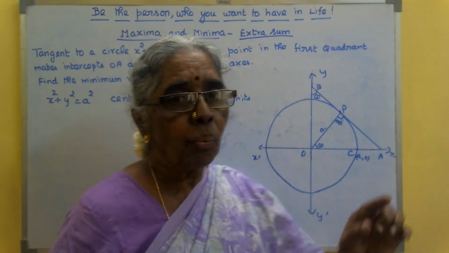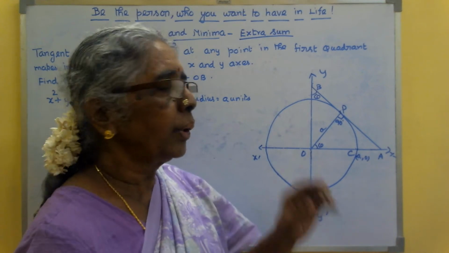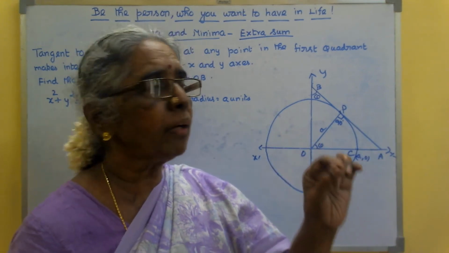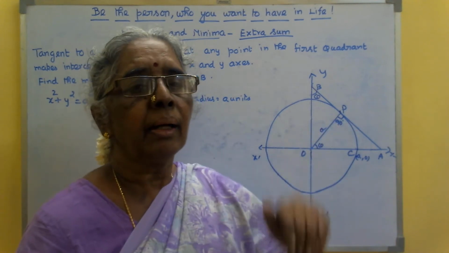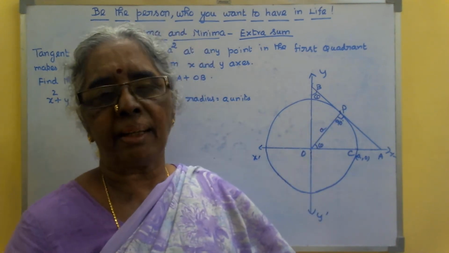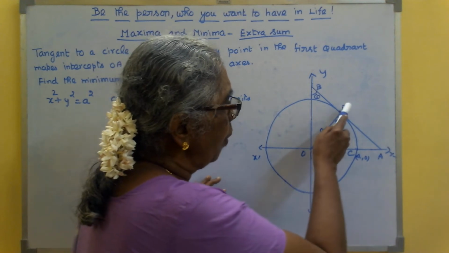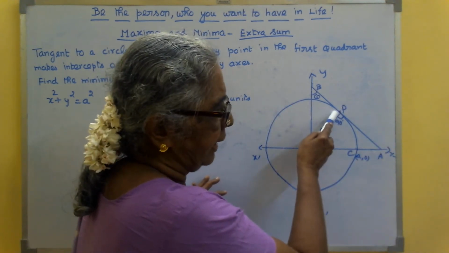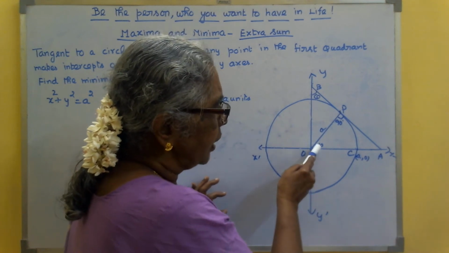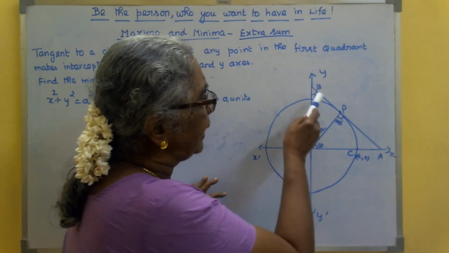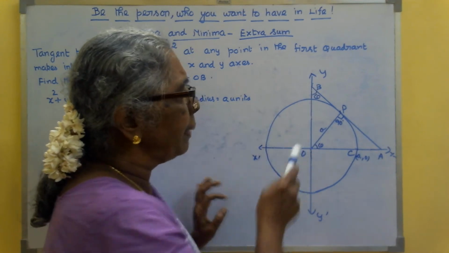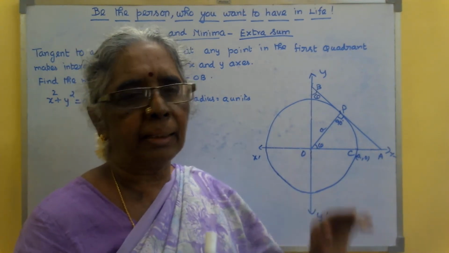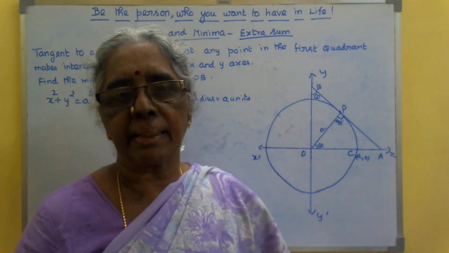Now, you know one theorem in your lower classes. If you draw the radius at the point of contact of any tangent to a circle, it will be perpendicular to the tangent, right? So now, this OP will be perpendicular to this AB. So this is 90, that is 90. Now this is theta. If this is theta, this will be 90 minus theta. So this angle PBO is also theta. Hope you are clear with all this angle which is theta, which is 90 minus theta, etc.